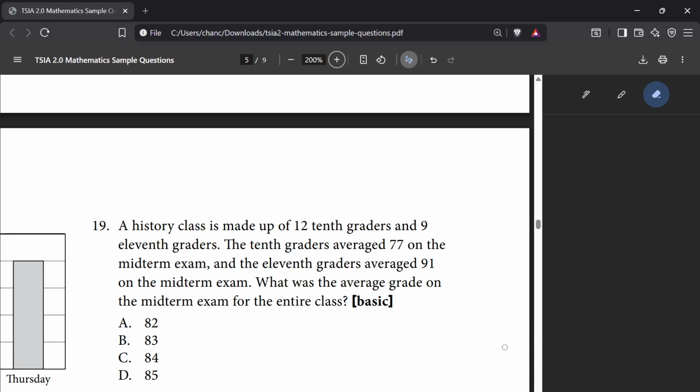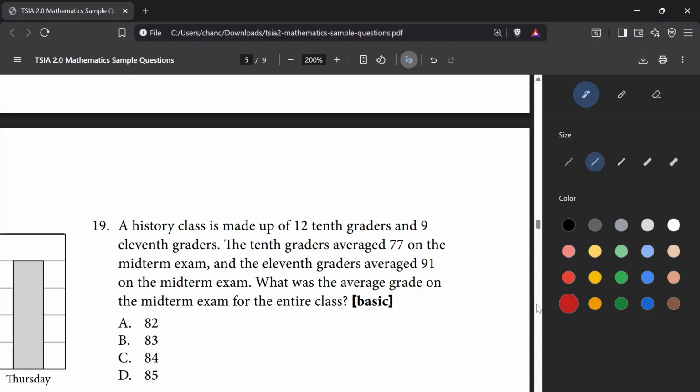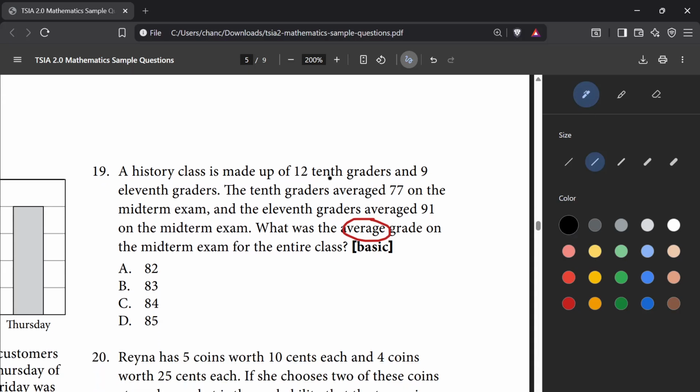There are a couple of ways that we could navigate this, but most of the time, whenever people see the word average, they think about adding them all up and then dividing by the number of things that you added. And that is correct. That is the way that we do averages. We've got 12 10th graders, but I don't actually know what each of those 10th graders scored on their midterm.